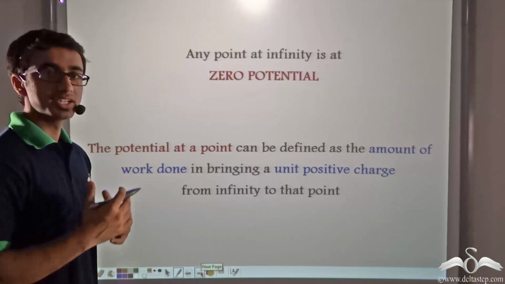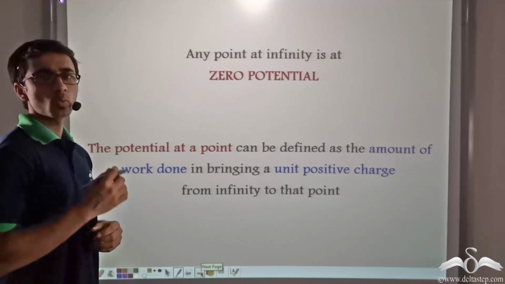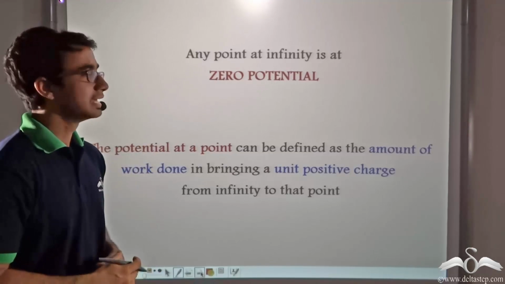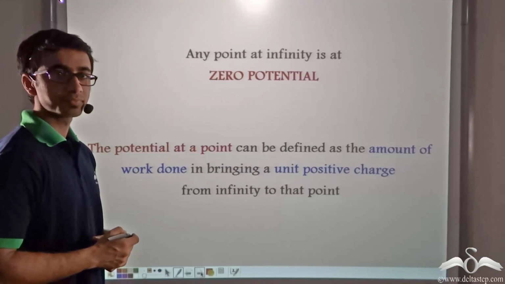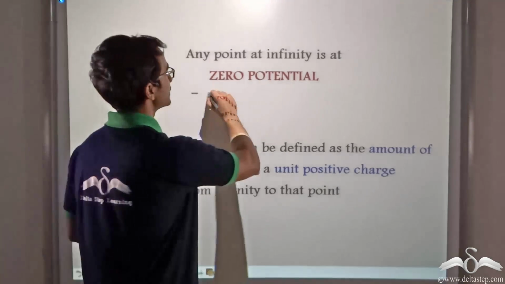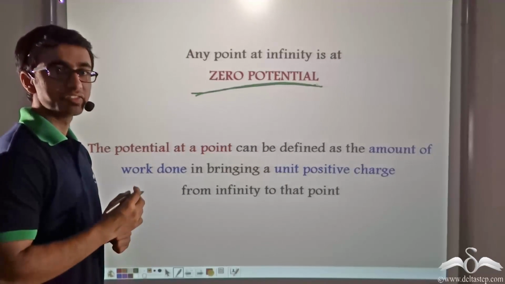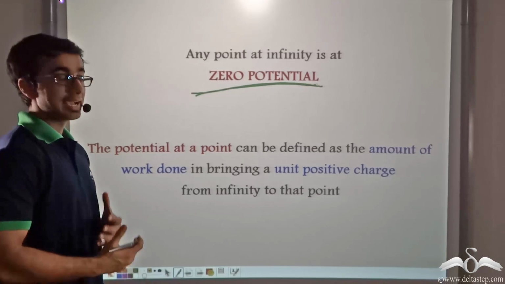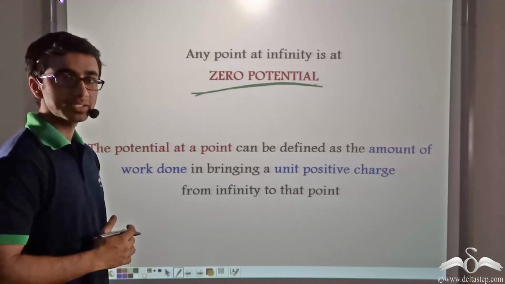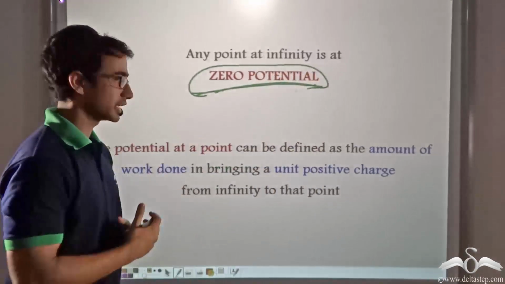Now we consider another interesting concept. We define the potential difference in between 2 points. Now what if we have been asked to find out the potential at just one particular point? In order to do so, an assumption is made. What is the assumption? The assumption is that any point at infinity is at zero potential. Why? Because it is considered that at infinity there are no charges present. And since there are no charges present, there will be no force on any charge kept at infinity. So this is the reason why infinity is considered to be at zero potential.